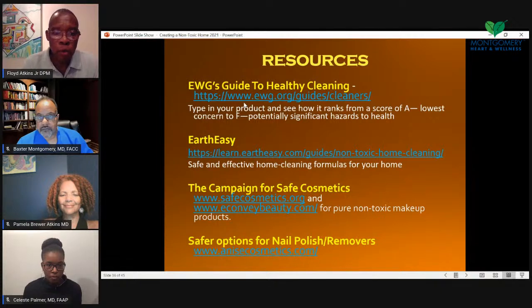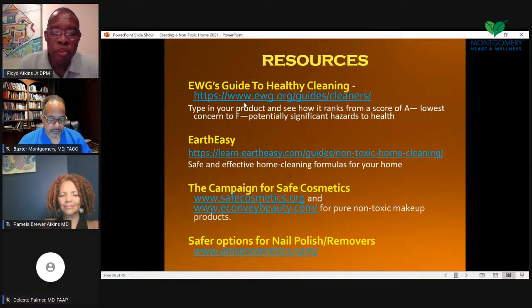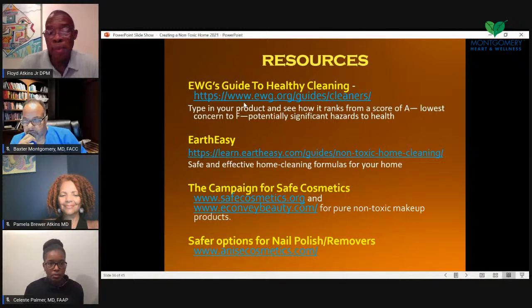The Environmental Working Group has a list of healthy cleaning products. If you have products you use and are concerned about, you can go in and they have a database of over 13,000 cleaning products. You can type the name of your cleaning product in there and see how they rate it from A to F based on what's in it. They've done the research, they have the data. All you have to do is look at it and see what works for you.